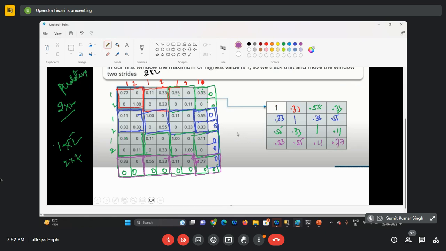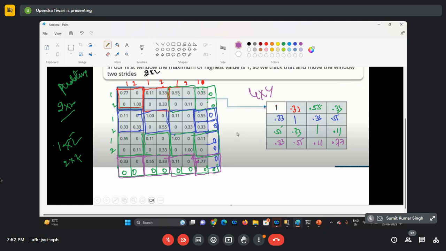You see, when we have applied this pooling, whatever the size of the image was, that was 7 by 7, it got reduced by half, almost 4 by 4. I hope that is clear. Okay, so this is the 4 by 4.